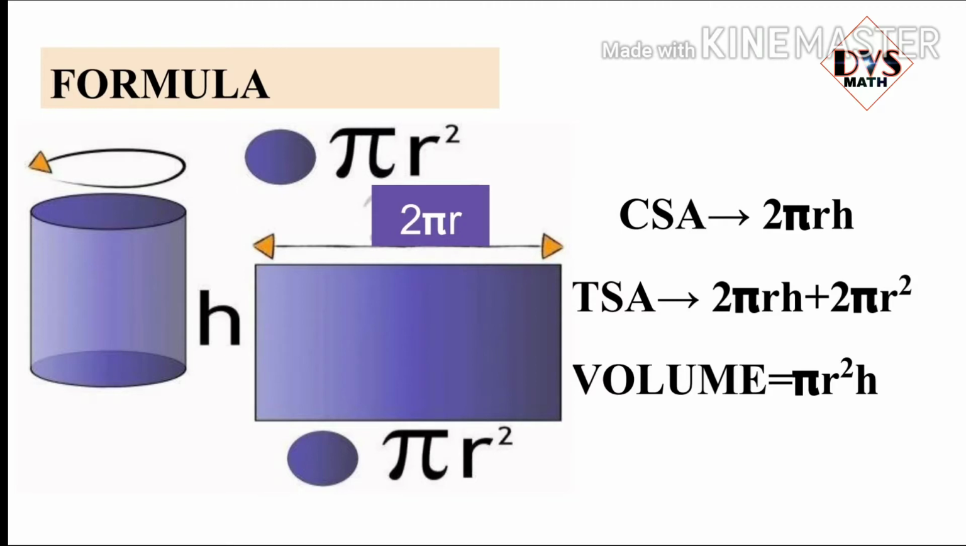TSA, that is total surface area, is nothing but we will consider curved surface area and the 2 circles. So curved surface area is 2 pi r h plus circle, which is pi r square. Here we have 2 circles, so 2 pi r square. 2 pi r h plus 2 pi r square. Volume is area of circle into height. So area of circle is pi r square into h. So pi r square h.